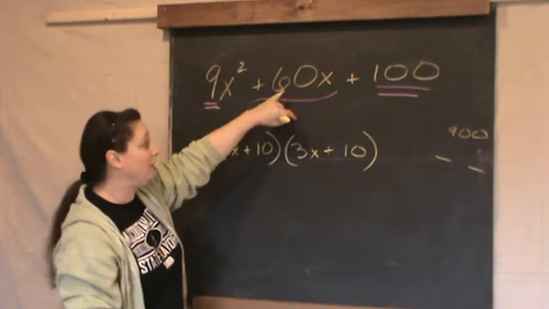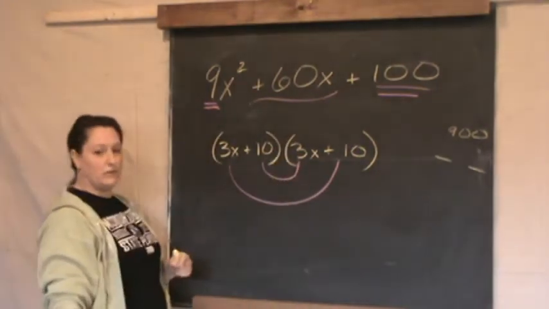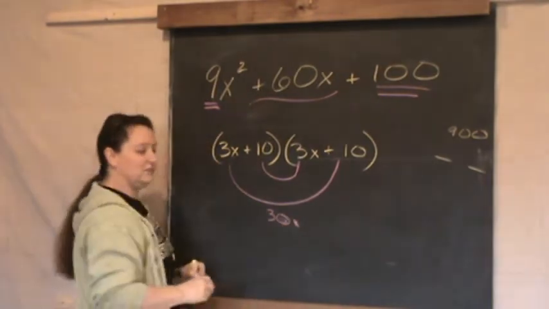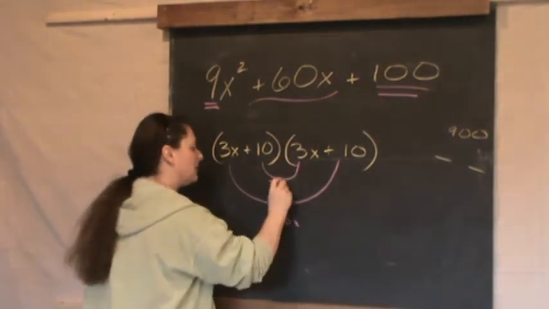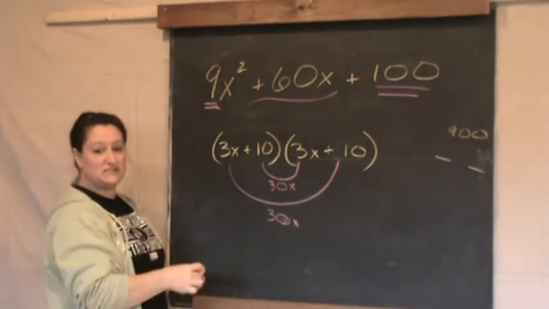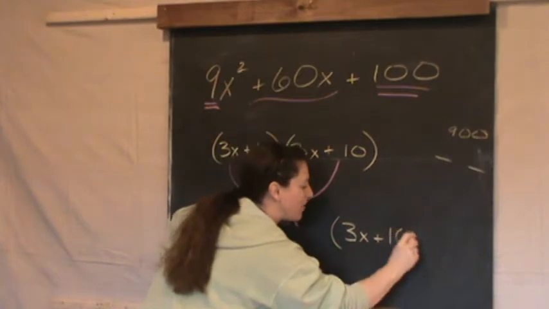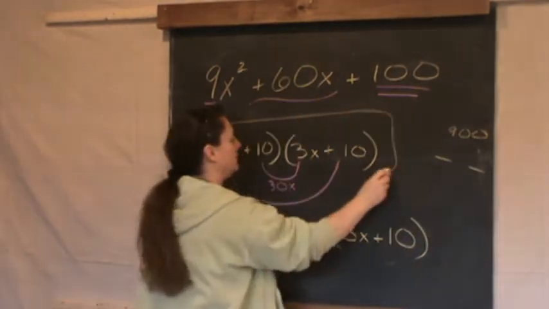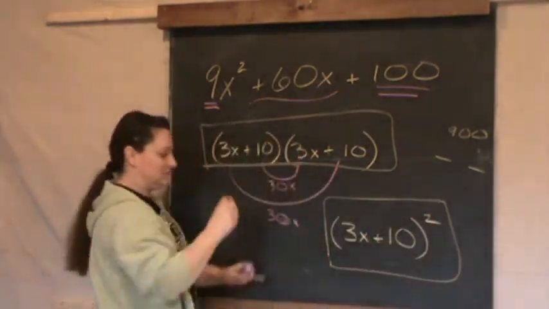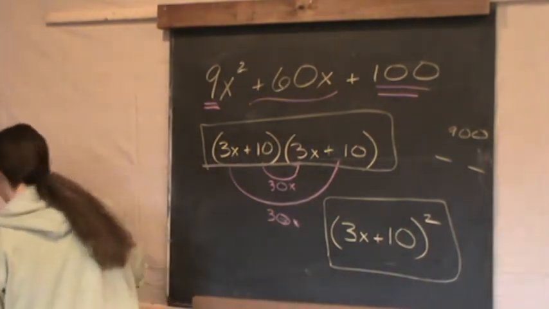Where would this one come from? Well, this one would come from those. 3x times 10, that's 30x. 10 times 3x is also 30x. 30x and 30x, there's our 60x. So this factors into 2 of the exact same quantity. You are welcome to write it like that. That's the correct answer. But you could also call it 3x plus 10, quantity squared. Well, let's do another one of those.